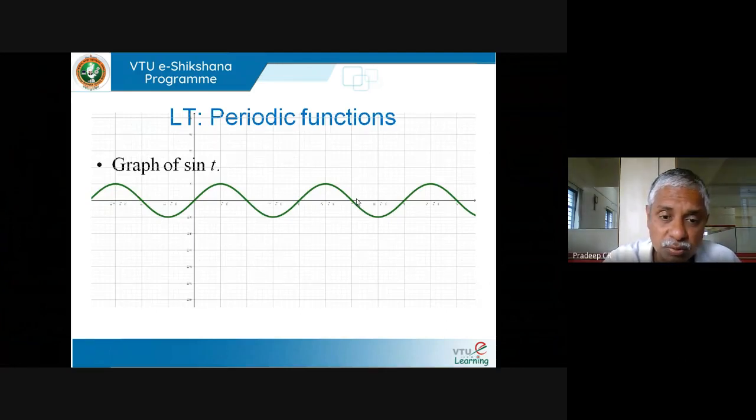So the graph of sine t is what you see on your screen. We know this. This is t equal to 0. This is t equal to pi by 2, where sine pi by 2 is 1. And this is t equal to pi, where sine pi is 0. Similarly, this is t equal to 3 pi by 2, this is t equal to 2 pi, then 3 pi, 4 pi, and on this side, this is minus pi, this is minus pi by 2, this is minus 3 pi by 2, and so on. We know very well that the sine function is never bigger than plus 1 or smaller than minus 1. And this is the graph of the sine function. We know this well.